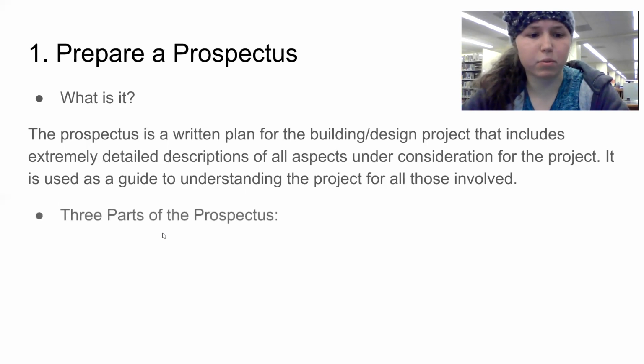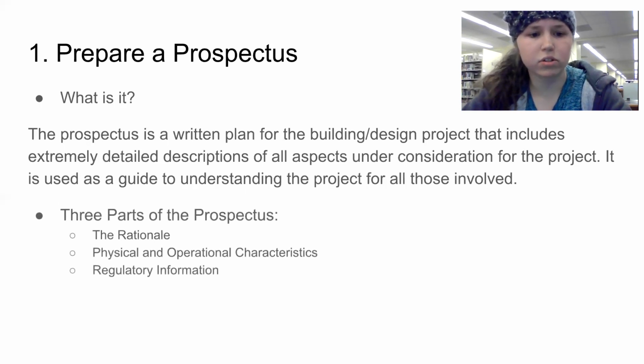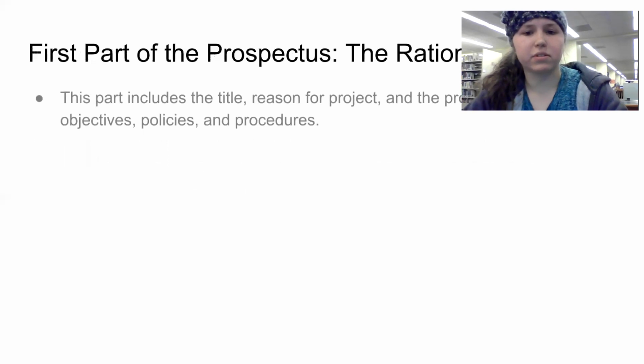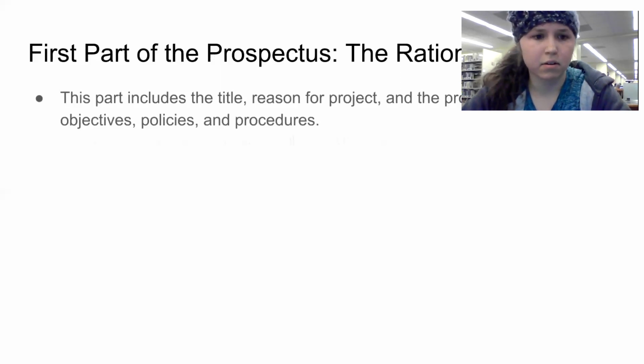There's three parts to the prospectus. You have the rationale, physical and operational characteristics, and then regulatory information. So the first part, the rationale, includes your title, the reason for your project, the project's objectives, policies, procedures, and things like that.